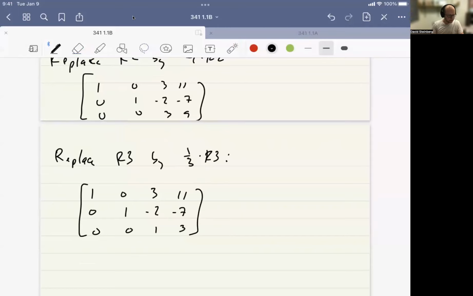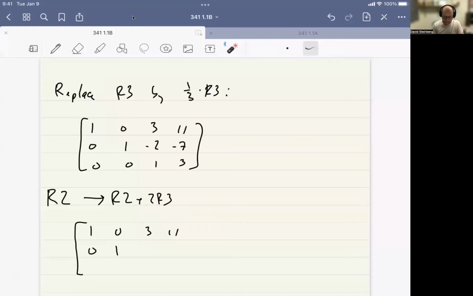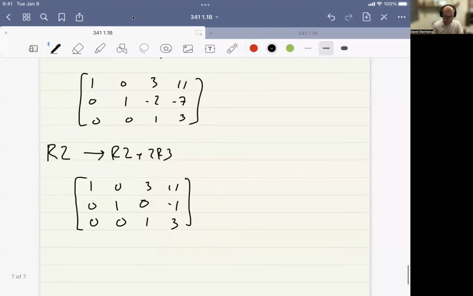Okay. So if we take out row 2 and replace it with row 2 plus 2 row 3, what's going to happen? Our row 1 hasn't changed at all. Our row 2: -2 plus 2 is 0, -7 plus 6 is -1. And now we've got 0, 0, 1, and 3. And we're almost finished now. If we just get rid of that 3, then we're all set.